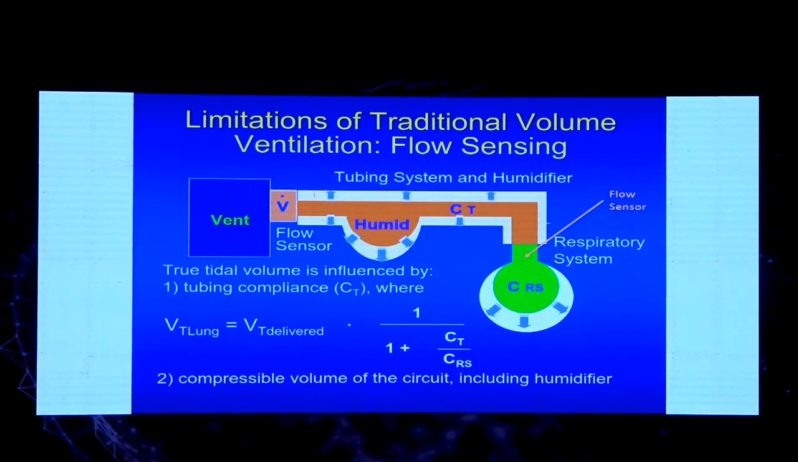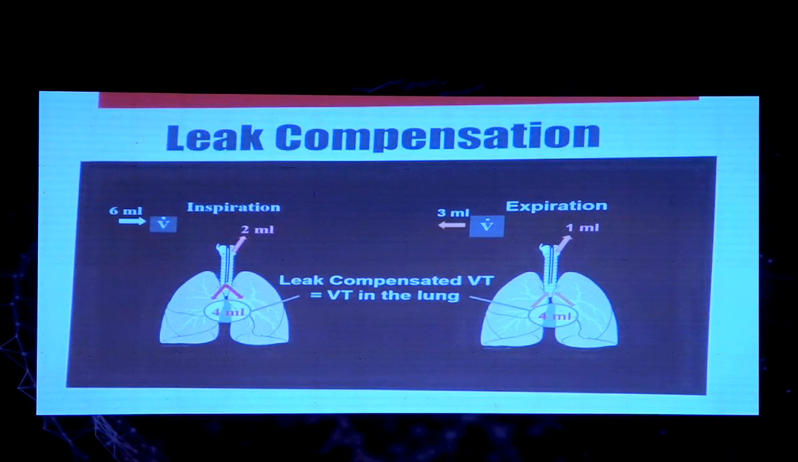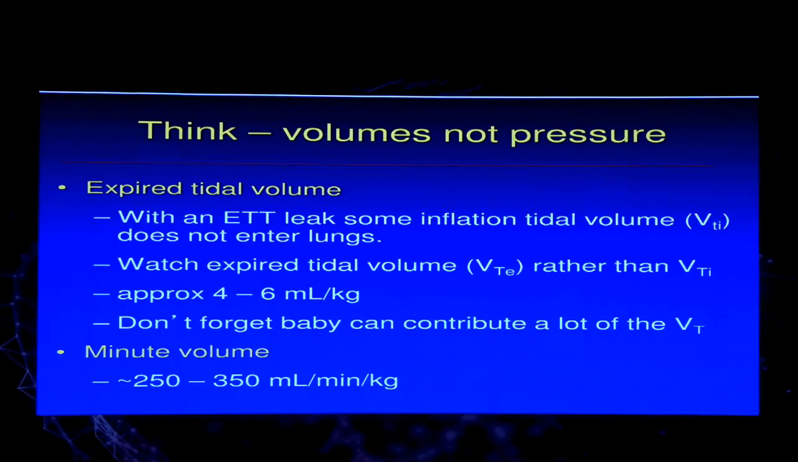Now, the limitation of traditional volume ventilation is the flow sensing. It used to be in the returning loop of the ventilator, away from the baby. Now we're using flow sensors at the Y piece. We can measure inspiratory and expiratory tidal volume that allow us to determine the leak and compensate for the leak. With ETT leak, some inflation tidal volume does not enter the lungs during inspiration. So we watch for expired tidal volume rather than just inspired tidal volume.